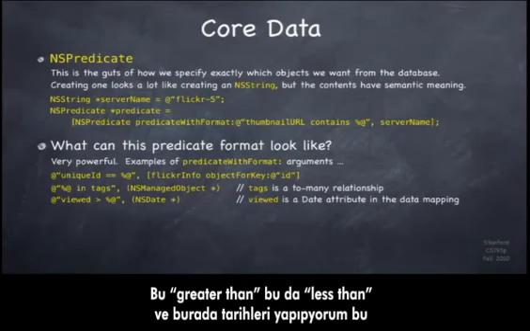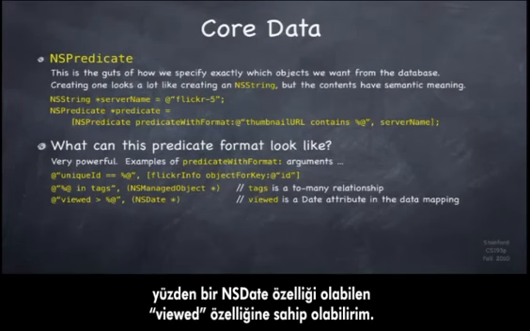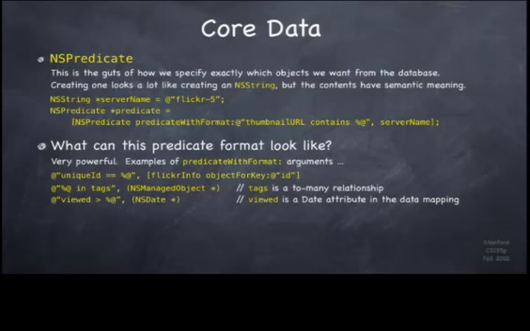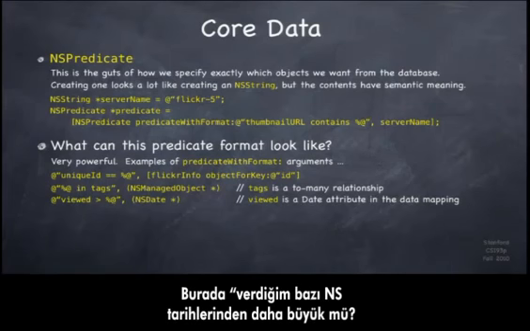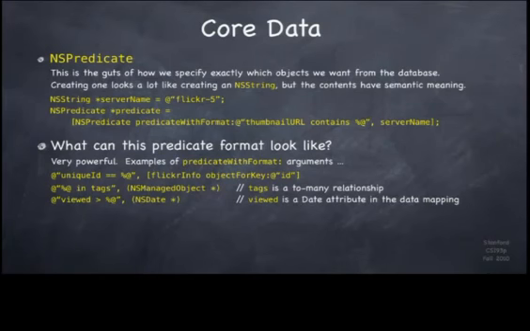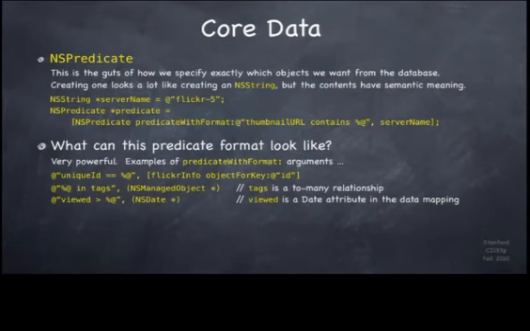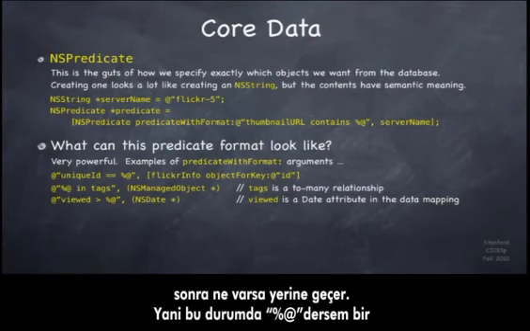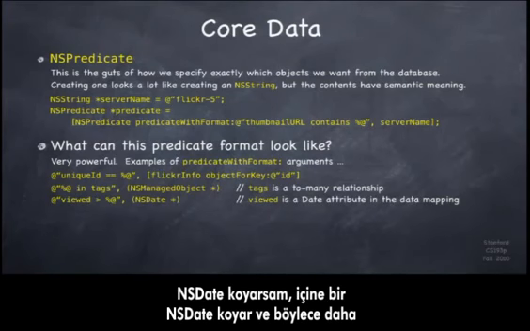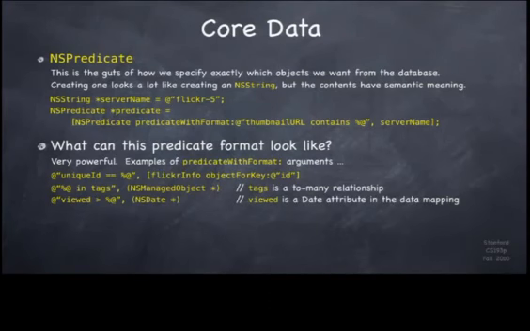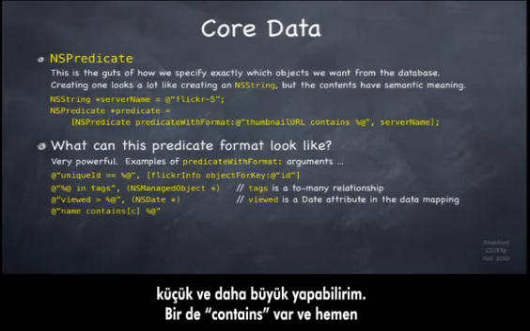Here's greater than and less than. And here I'm doing dates. So I might have a property viewed, which might be an NSDate property. And here I'm saying, is it greater than some NSDate that I provide? Notice the %@ is just like a string. It's going to substitute whatever is after the comma in. So in this case, if I say %@ and I put an NSDate there, it's going to put an NSDate in. So that's how I could do greater than and less than.